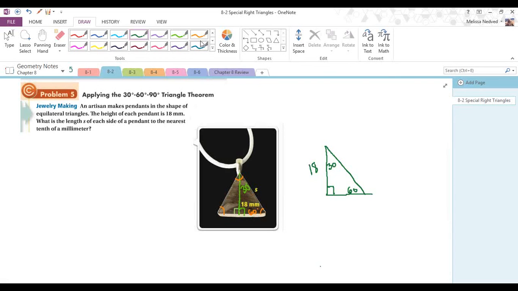And in this case, let's go ahead and label our sides. 18 is our long leg. We have our short leg over here across from the 30 degree, and then across from that 90 degree is our hypotenuse. So I haven't even looked at what I'm looking for here yet. I just took that equilateral triangle, split it in half, and made a 30, 60, 90 triangle.